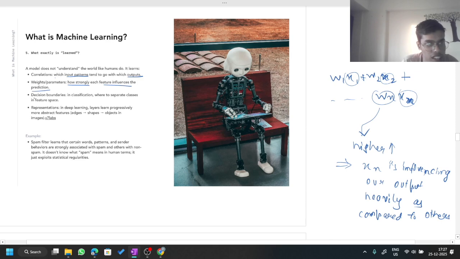And again, decision boundaries come into use when you are using decision trees or some similar algorithm, primarily for classification tasks where we have to separate classes in feature space. Like in any decision region, some points lie here, some points lie here, and this is called a decision boundary. I can say it in as layman language as possible. An example here is a spam filter that learns certain words, patterns, and sender behaviors associated with spam and not spam.